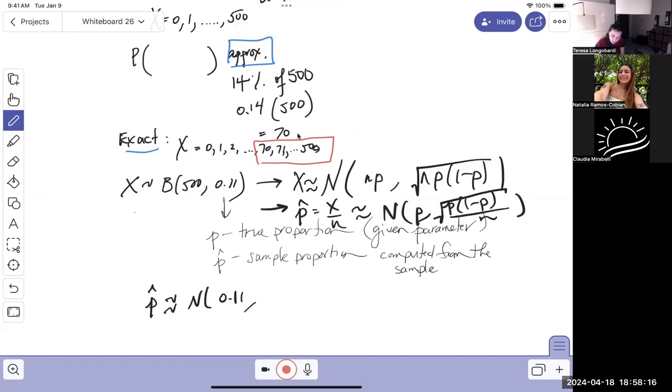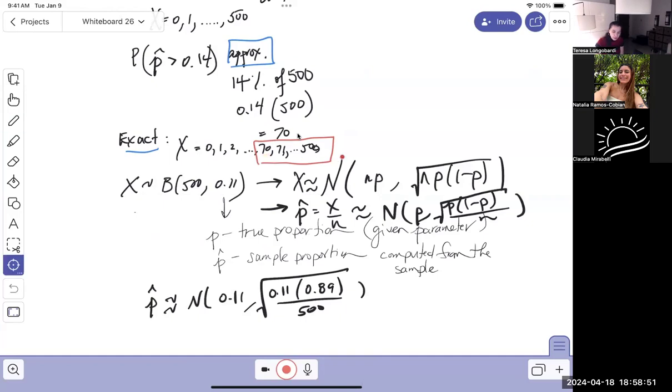And the standard deviation is the square root of P times 1 minus P over N. And once we have that distribution and the mean and standard deviation, we can answer the above question for P hat greater than 0.14. We could have done it also for X greater than 70, but I teach you how to do it with the proportion. It's just a little bit neater.